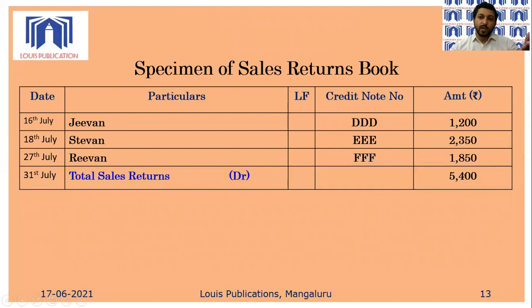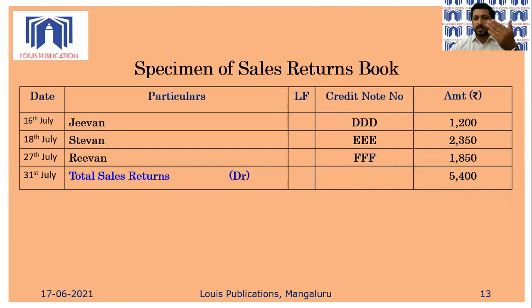Because if it had gone through journal way, it would have been sales returns account debited to Jeevan's account, to Steven's account, to Revan's account. So instead of writing the customer's account, directly write sales returns account is debited to sundries account, S-U-N-D-R-I-E-S, which means total sales returns for the month.